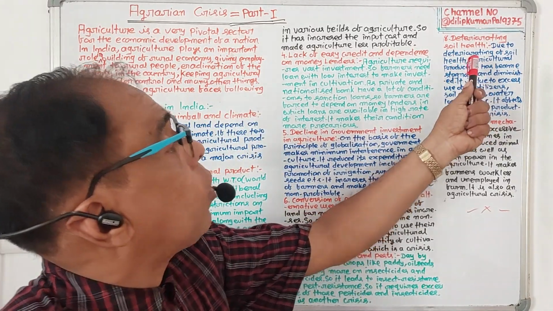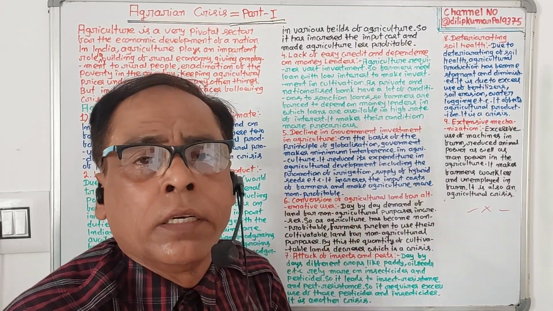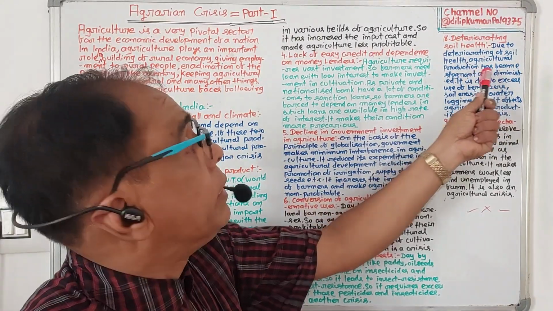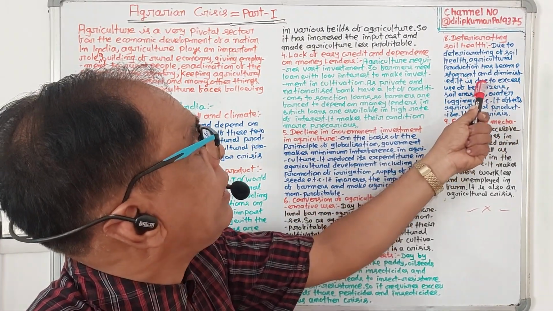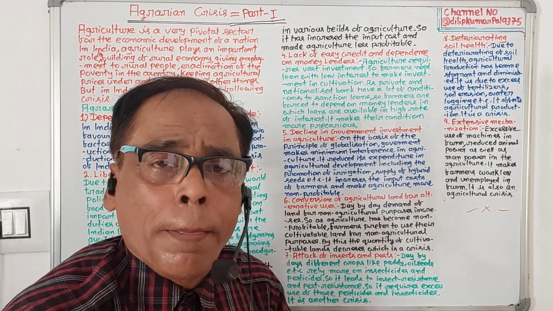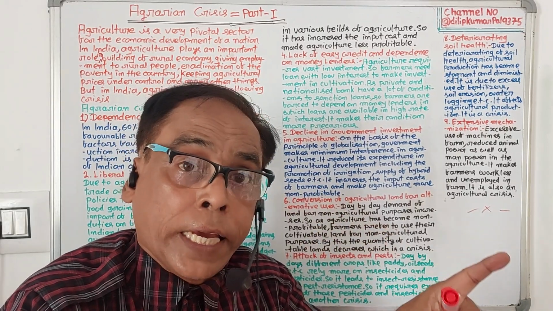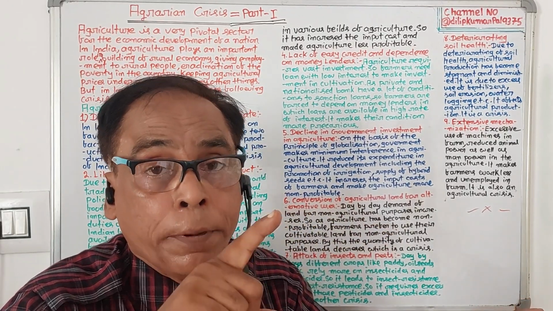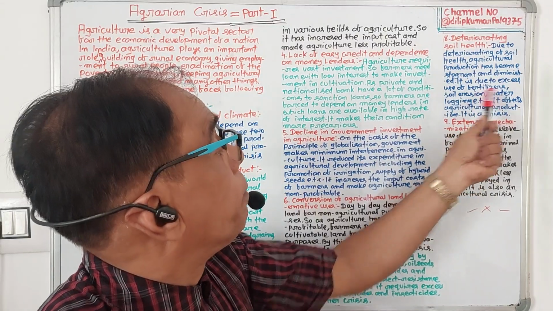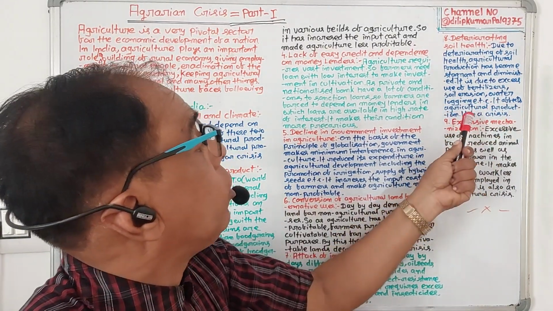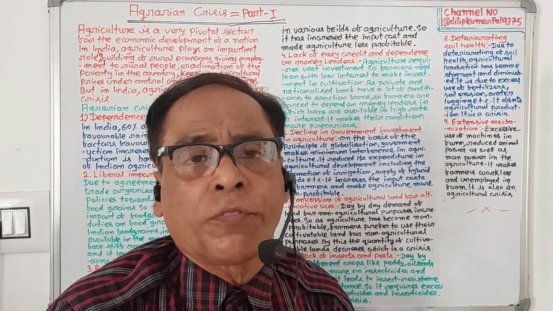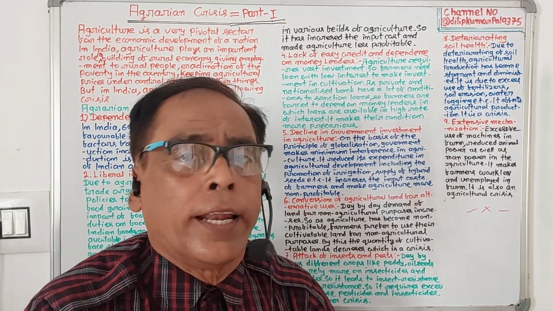Then eighth, deteriorating soil health. Day by day the soil health in Indian agricultural fields is deteriorating. How? Due to deterioration of soil health, agricultural production has become stagnant and has diminished. It is due to excess use of fertilizers, soil erosion, waterlogging, etc. It affects agricultural production. It is a crisis. So another crisis of Indian agriculture is deterioration of soil health.